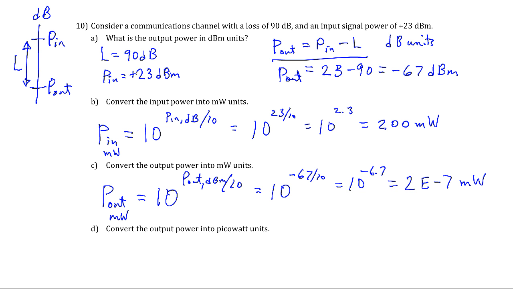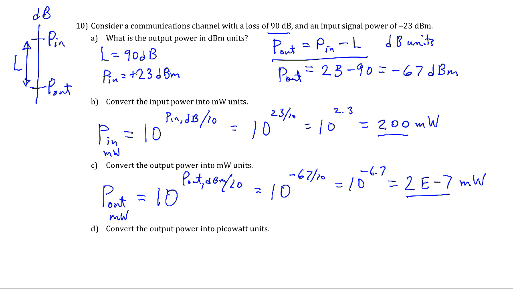90 dB of loss means that only 1 part in a billion comes out. 10 to the 9th is a billion, and so the loss ratio is 1 times 10 to the minus 9th. And that's why when we start with 200, we end up with 2 times 10 to the minus 7th.